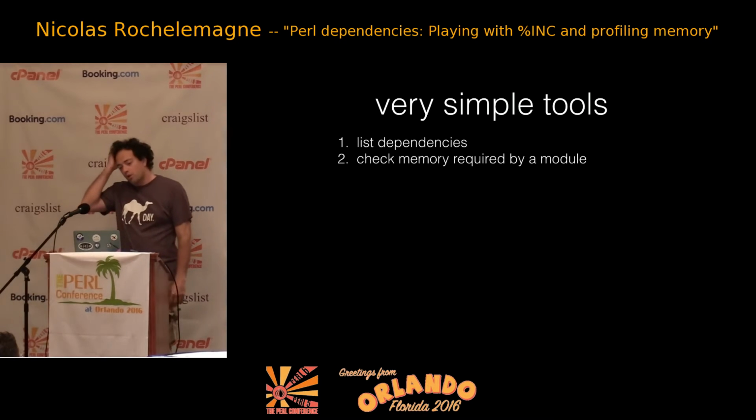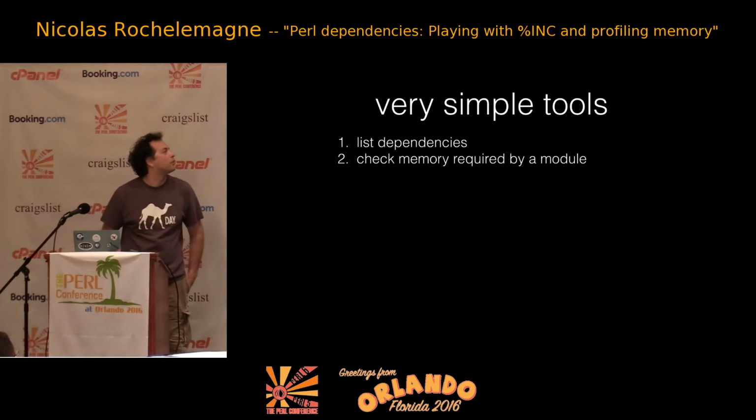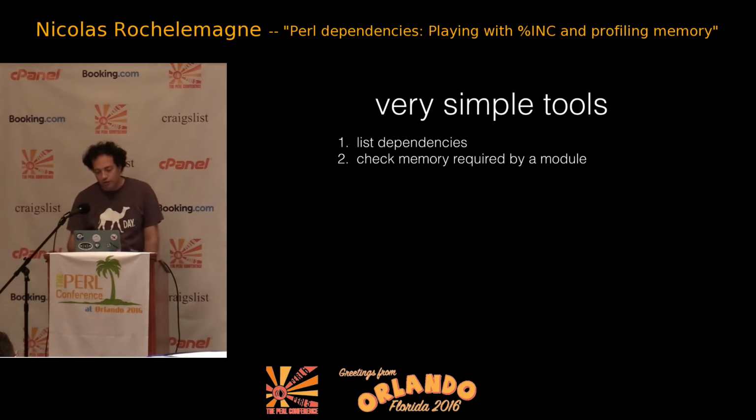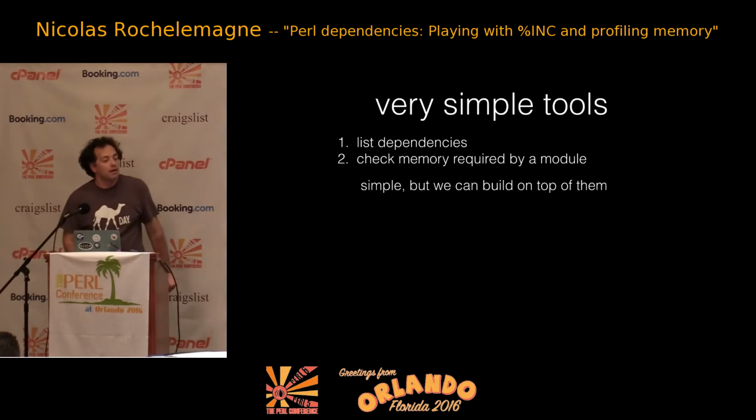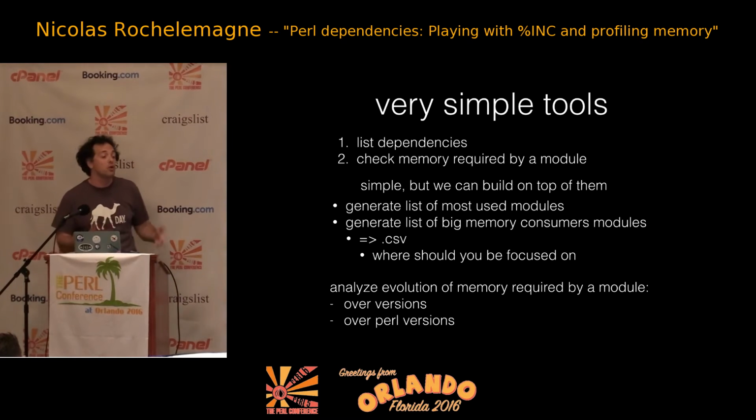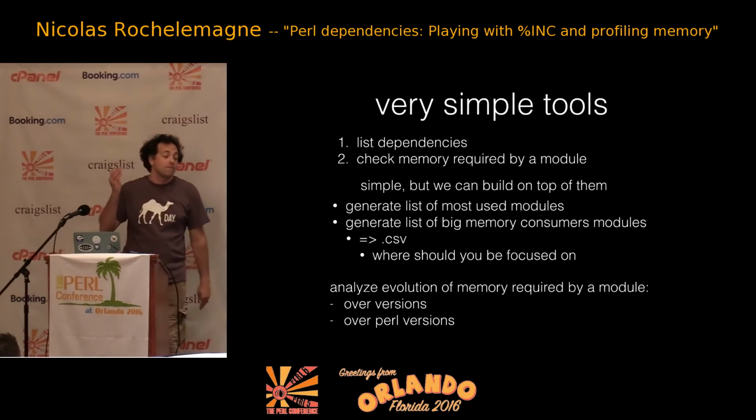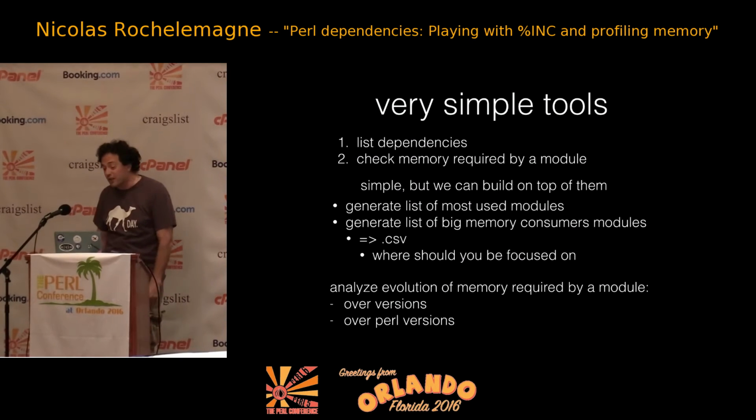Okay, so what we currently have is a tool that can list the dependencies, but we also have a tool that can list the memory used by a module. So from this, we can probably try to build other things on top of this. For example, we can simply generate a CSV file and use it in your preferred editor to sort them and whatever to track what module is using the most memory. And we can also analyze the evolution of memory, depending on your version, depending on the Perl version you are going to, any kind of thing you can think about.